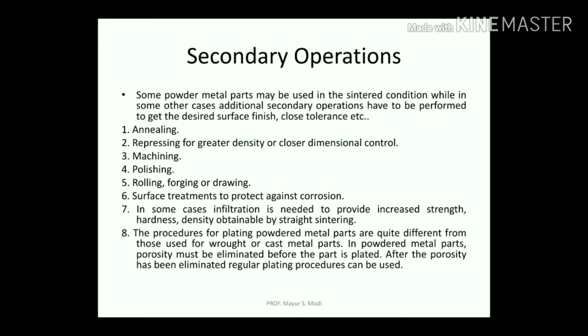The procedures for plating powder metal parts are quite different from those used for wrought or cast metal parts. In powder metal parts, porosity must be eliminated before the part is plated. After the porosity has been eliminated, the regular plating procedure can be used. So in a simple way, these are secondary operations which are used after the sintering process if required.